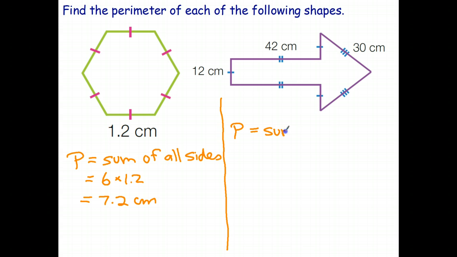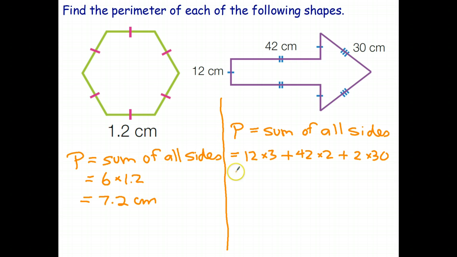Perimeter equals sum of all sides. Now we need to write 12 on that side times 3, since there's 3 sides of that length, plus 42 times 2. We have 2 sides that length, and plus 2 sides times 30.